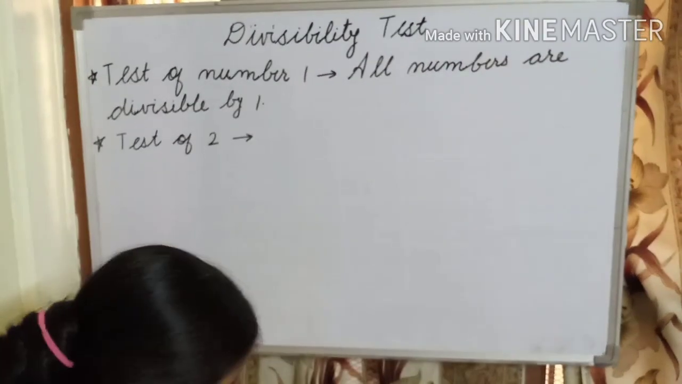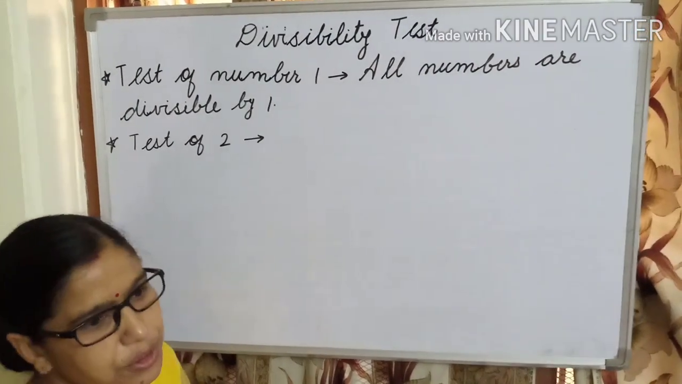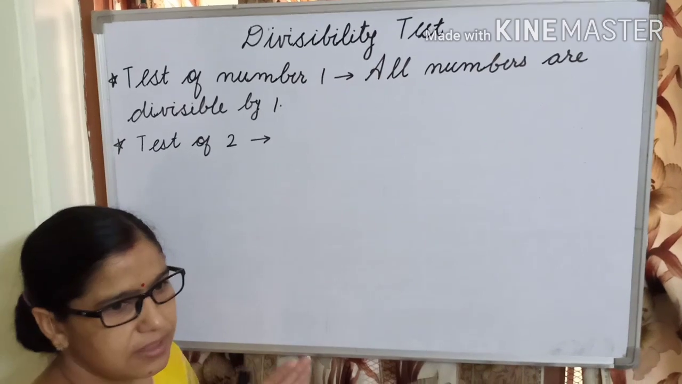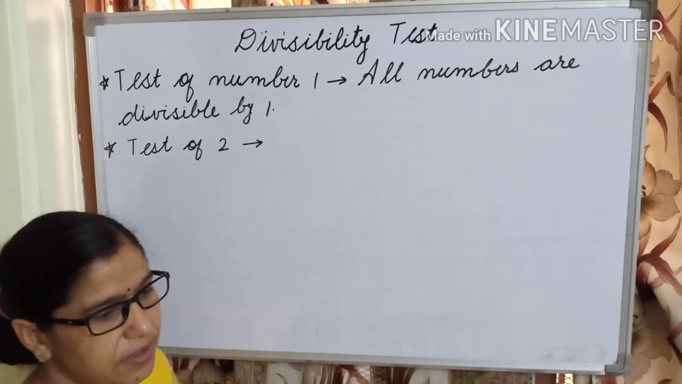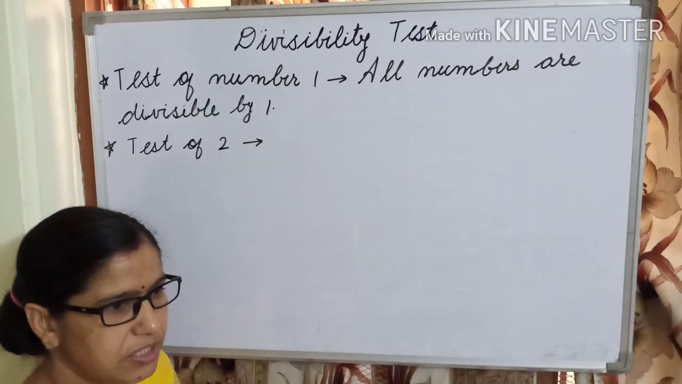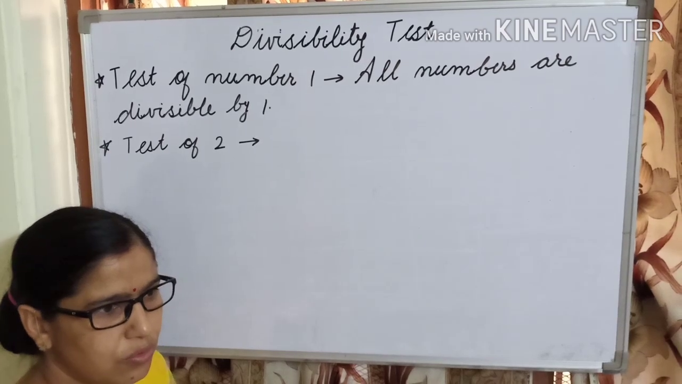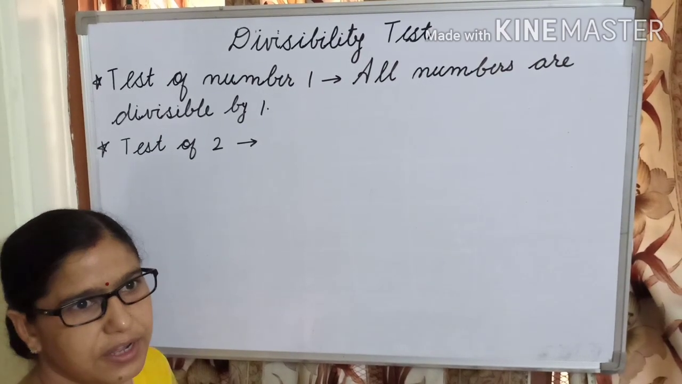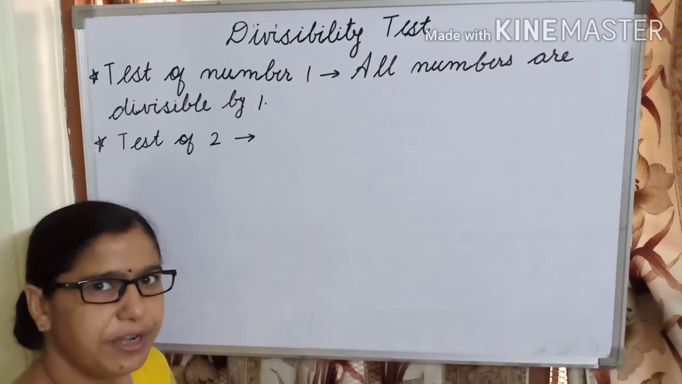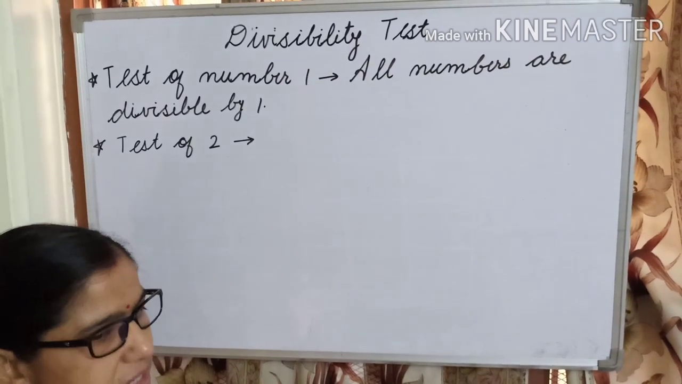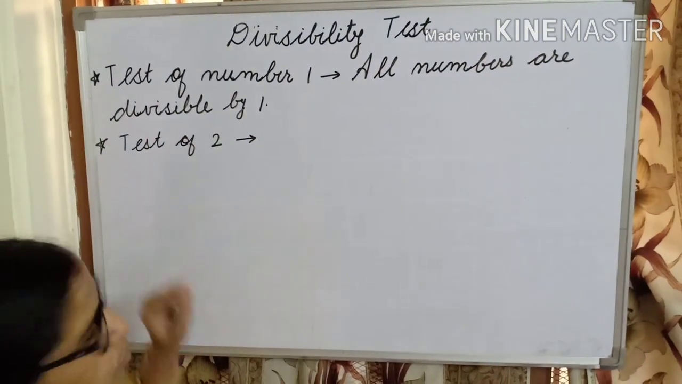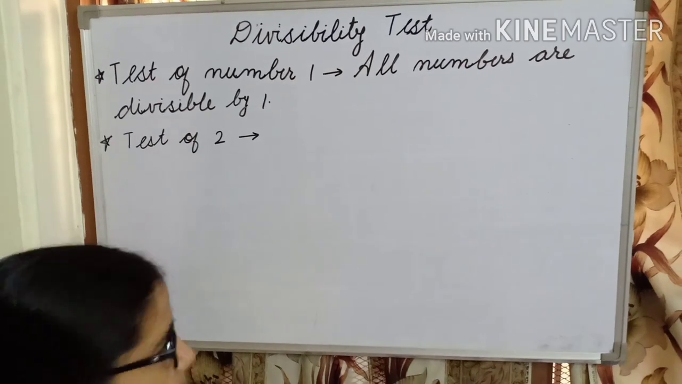For checking the test of 2, what you have to do? You have to check the ones place digit. If the ones place digit is 0, 2, 4, 6 and 8, then that number will be divisible by 2. Then what is the checking for test of 2? You will check only the ones place digit.